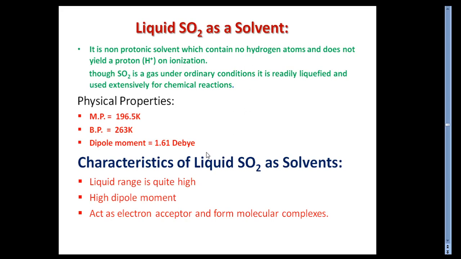Next important property: it acts as an electron acceptor, which means that it forms molecular complexes. This is due to the presence of vacant bonding orbitals on the sulfur atom. Sulfur atom contains vacant bonding orbitals, and that is the reason it forms molecular complexes.